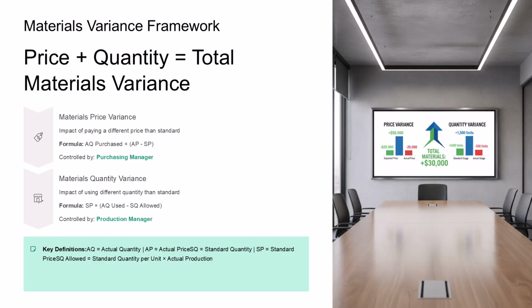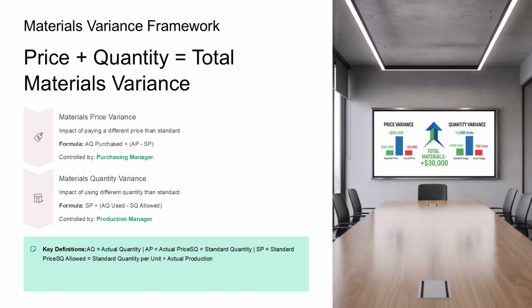When you use standard costs for materials, you can decompose the total variance into two components: the materials price variance and the materials quantity variance. The materials price variance measures the impact of paying a different price than standard for the materials you purchased. The materials quantity variance measures the impact of using a different quantity of materials than standard for the units you produced. This separation is crucial because these two variances reflect different management responsibilities and different types of problems.